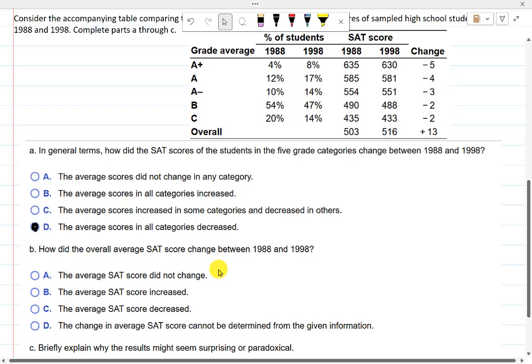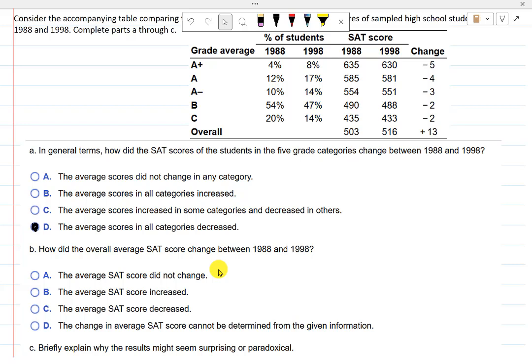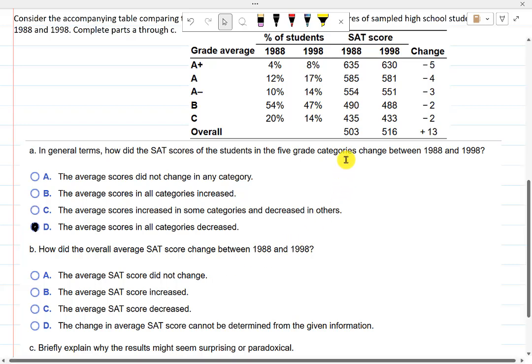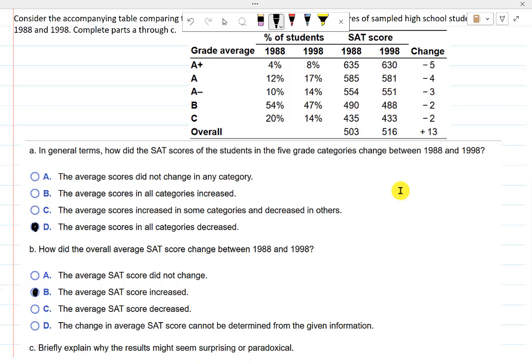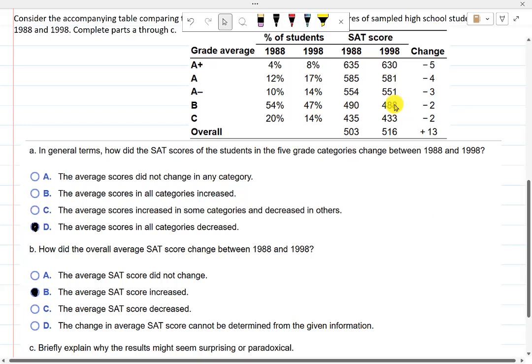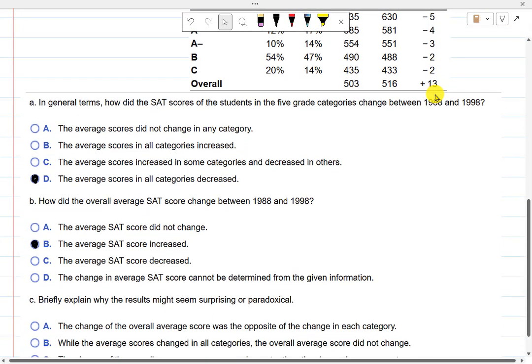See if I can keep most of that there. How did the overall SAT score change between 1988 and 1998? So here, the overall was positive. It increased. So the overall SAT score increased. There's the paradox. Even though it decreased in all the years, it always has to do with the number of people involved. Briefly explain why the results might seem surprising or paradoxical.